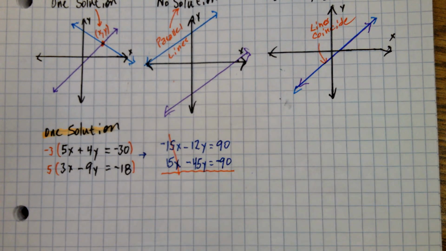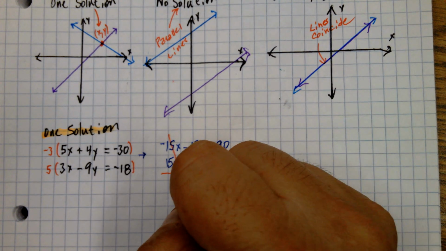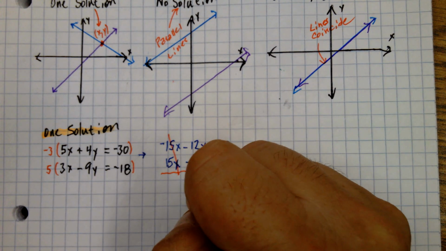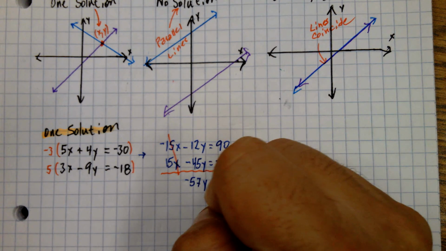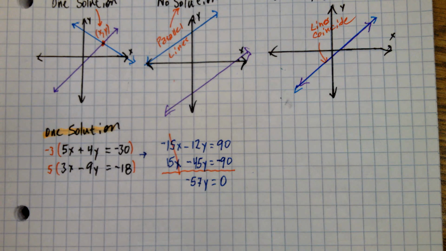Well, these cancel, of course. That was the whole purpose. And that's going to be negative 57y equals 0. Now, did we eliminate the x variable successfully? The moment you see that you eliminate just one of the two, you can stop there and say, we are going to have just one solution.